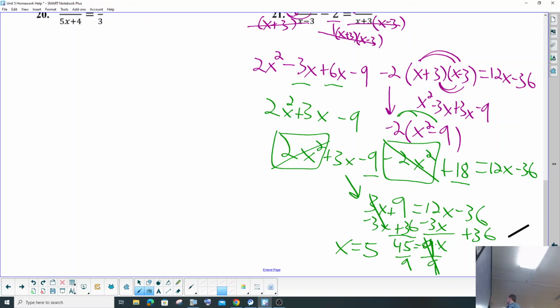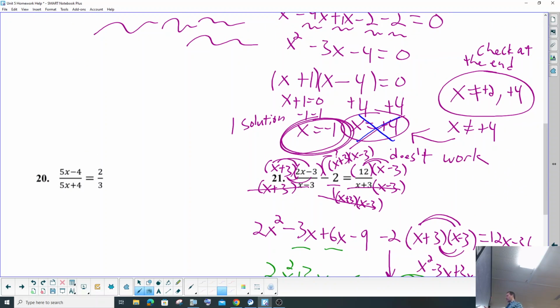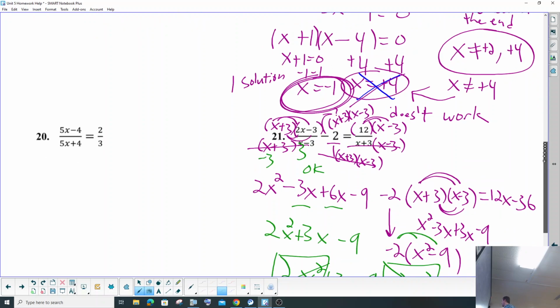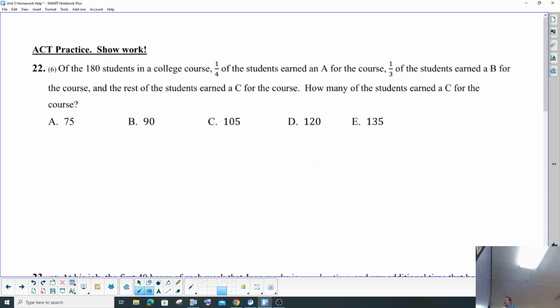Is that our exclusion? What's our exclusion? So our exclusions were negative 3 and positive 3. So we're okay. Okay, so our answer is x equals 5. Good job. Don't forget your ACTs.